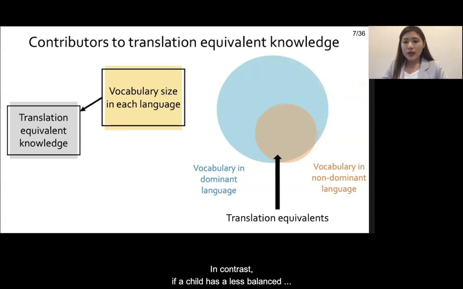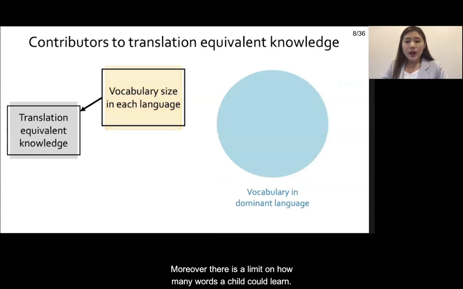In contrast, if a child has a less balanced vocabulary across the two languages and knows a lot fewer words in their non-dominant language, regardless of how many words they know in their dominant language, the maximum number of translation equivalents they could learn would be limited by the number of non-dominant vocabulary they know. Moreover, there is a limit on how many words a child could learn.